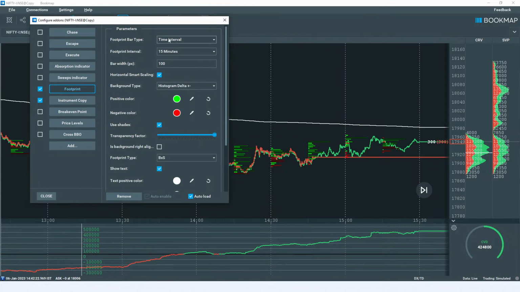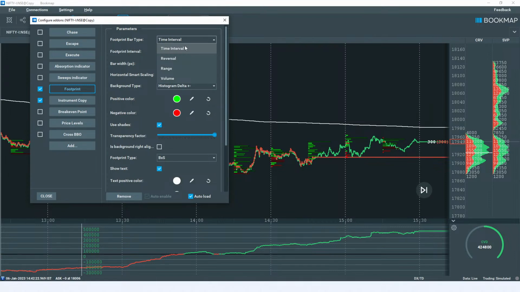Footprint bar type right now is selected as time interval. There are four ways by which you can plot the footprint. First thing is time interval, that means from this point to this point, or assume a 5-minute interval, 15-minute interval. Some people use 5 minutes, some people use 15 minutes. Based on your price action trading or price monitoring, you can select the time interval. Right now I use 15-minute charts in order to monitor the price behavior in the candlestick charts.